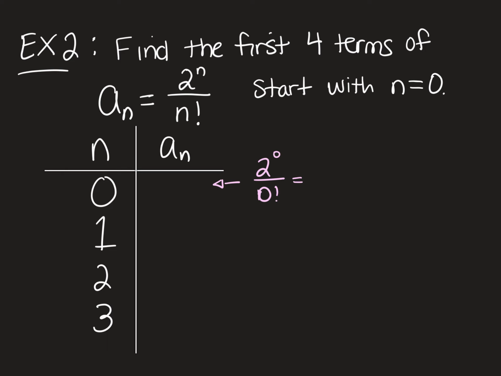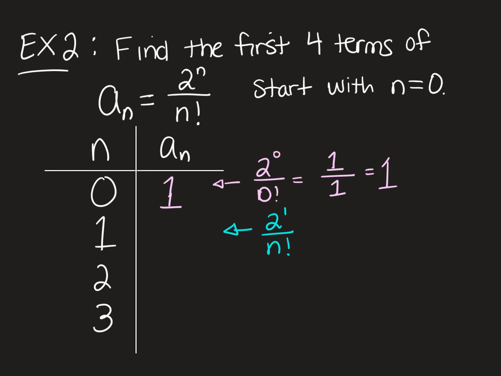What is 2 to the 0? Just 1. What is 0 factorial? Also 1. So this just simplifies to be 1. So our first term is 1. All right, term 0 is 1, I guess. Let's find term 1. So I'm going to plug in 1 for n.